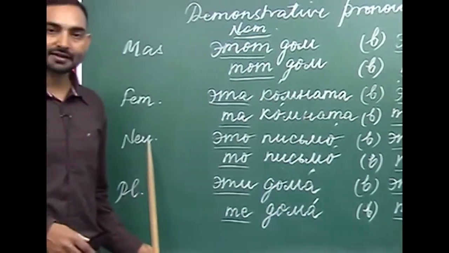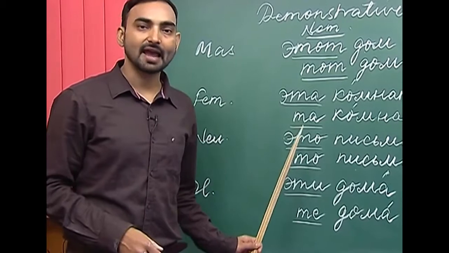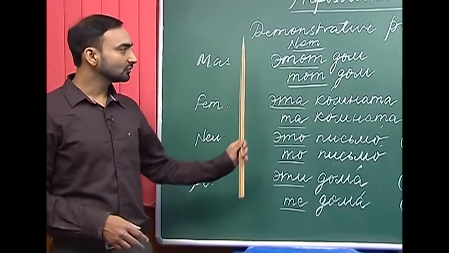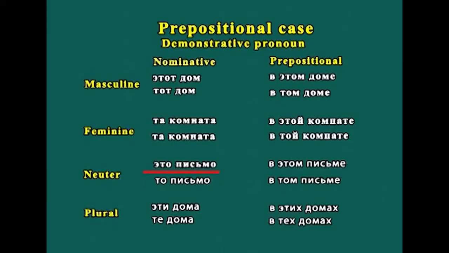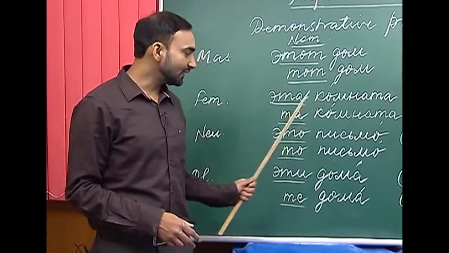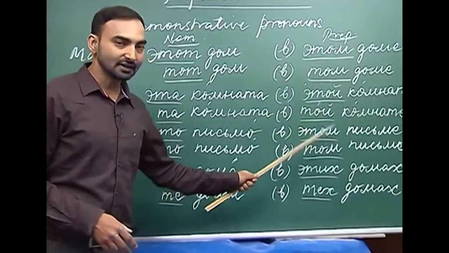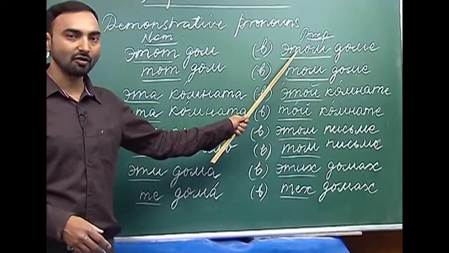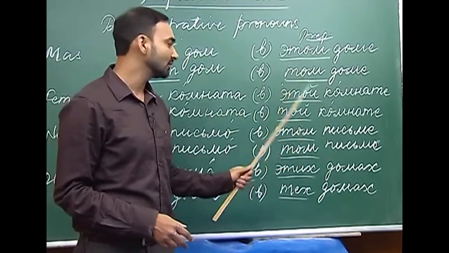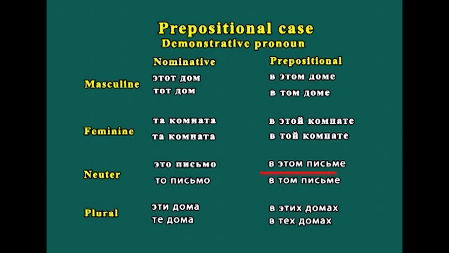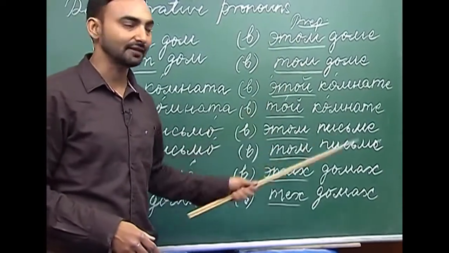So let's take the neuter gender form of the demonstrative pronouns. The neuter gender form of etot is eto and the neuter gender form of tot is to. Eto pismo, to pismo. When we use eto and to in the prepositional case, eto becomes etom, similar to the masculine form, and to becomes tom, also similar to the masculine form.